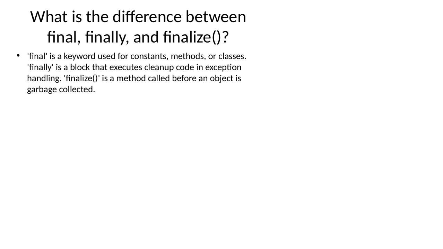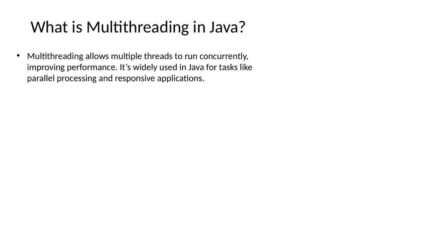Lastly, finalize is a method that the garbage collector calls before reclaiming an object's memory, giving the object a chance to clean up resources, although its use is generally discouraged in favor of other resource management techniques. Understanding these distinctions helps write clearer and more reliable Java code.